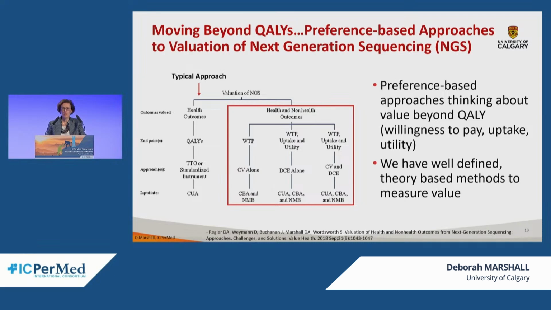And we're looking here at things like doing willingness to pay studies. We can use something called contingent valuation, and we can also use something called discrete choice experiments, which is a specific type of preference methodology. And we can get at measures like willingness to pay, uptake, because uptake is very important in any treatment pathway, and also utility that's outside of the usual type of value, and allows us to look at things like the value of information that's associated with testing results.